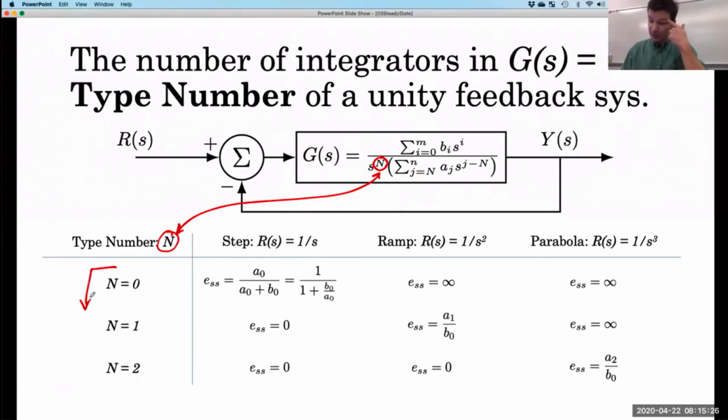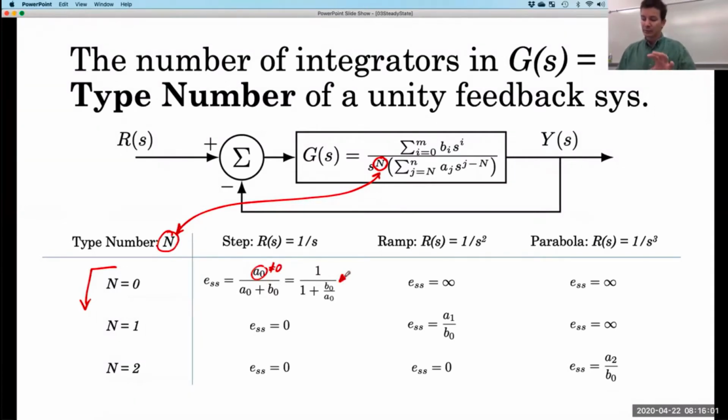Okay, so if there are no integrators in this forward path transfer function, that is equivalent to this number a0 being non-zero. Okay, that was what we showed on the last slide of last class. And on the slide before that, we showed that in that case, the steady state error is given by this ratio. And if you do something fancy, you can pull out an a0 from that expression, and you can write it like I have here. Okay.